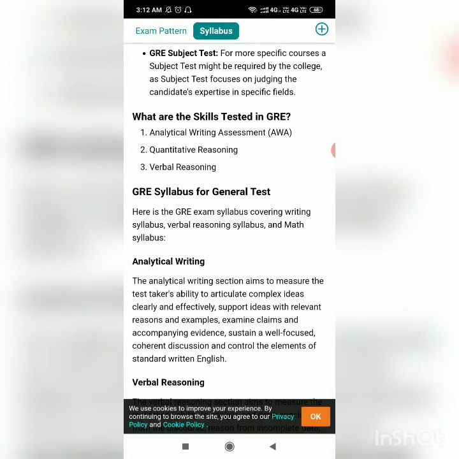So GRE ranges between 260 to 340. If you score 0 in the test, you will get 260. If you score 100%, you get 340 in it. So I would say try to get a 50% in it, and you will get into a decent university in the United States.